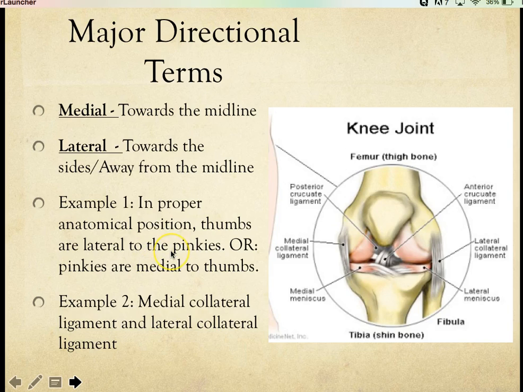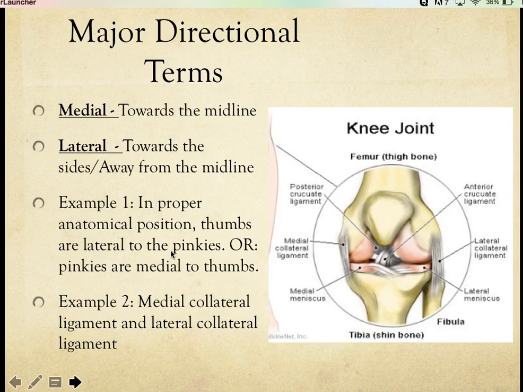So for example, if you remember proper anatomical position, right, standing upright, palms facing outward, the thumbs are lateral to the pinkies. They are to the sides. Okay, conversely, the pinkies are medial to the thumbs. They're closer to that imaginary line.